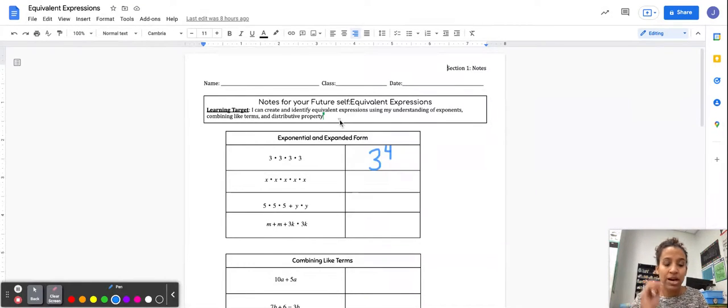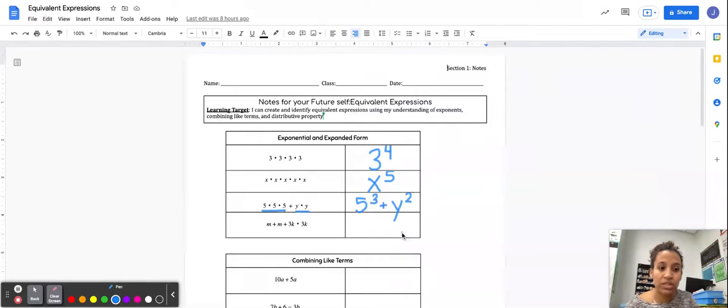Same idea when we have a variable. So x times x times x times x times x, we're multiplying x by itself 5 times. So we have x to the power of 5. Our next problem is a little different, very similar. We've got 5 times 5 times 5, and then y times y. So we're multiplying 5 by itself 3 times, 5 to the third. And so plus here, we have y squared, y times y.